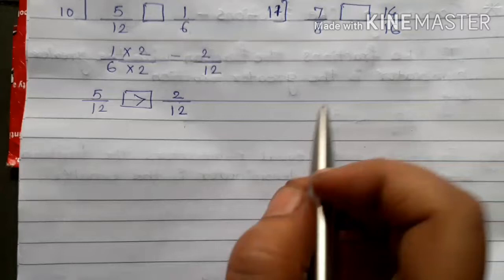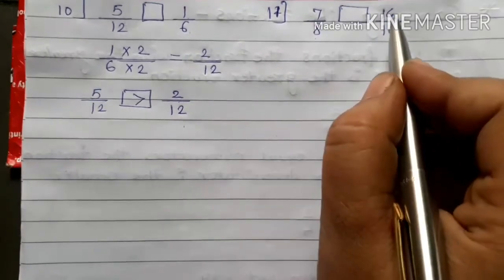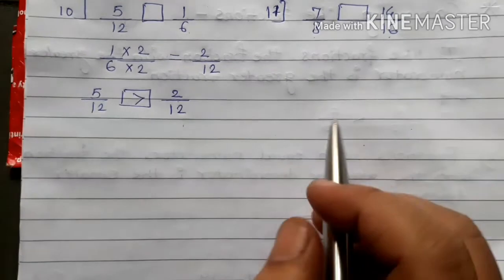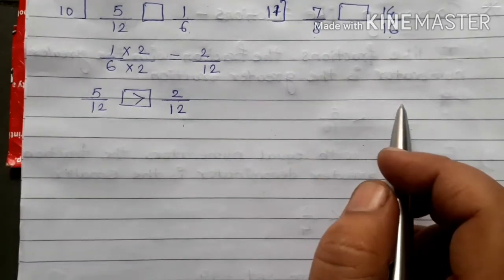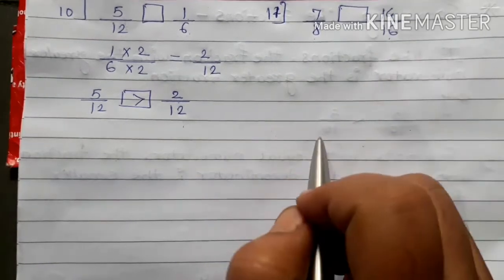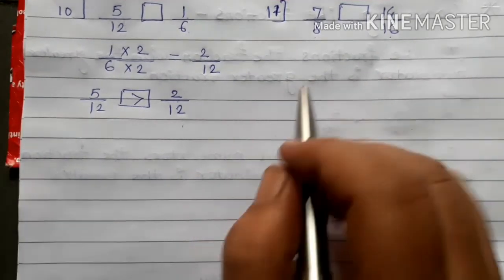Now see the 11th one. 7 upon 8 and 14 upon 16. Are the denominators same? No. Are the numerators same? No. Now we have to make the denominator same.